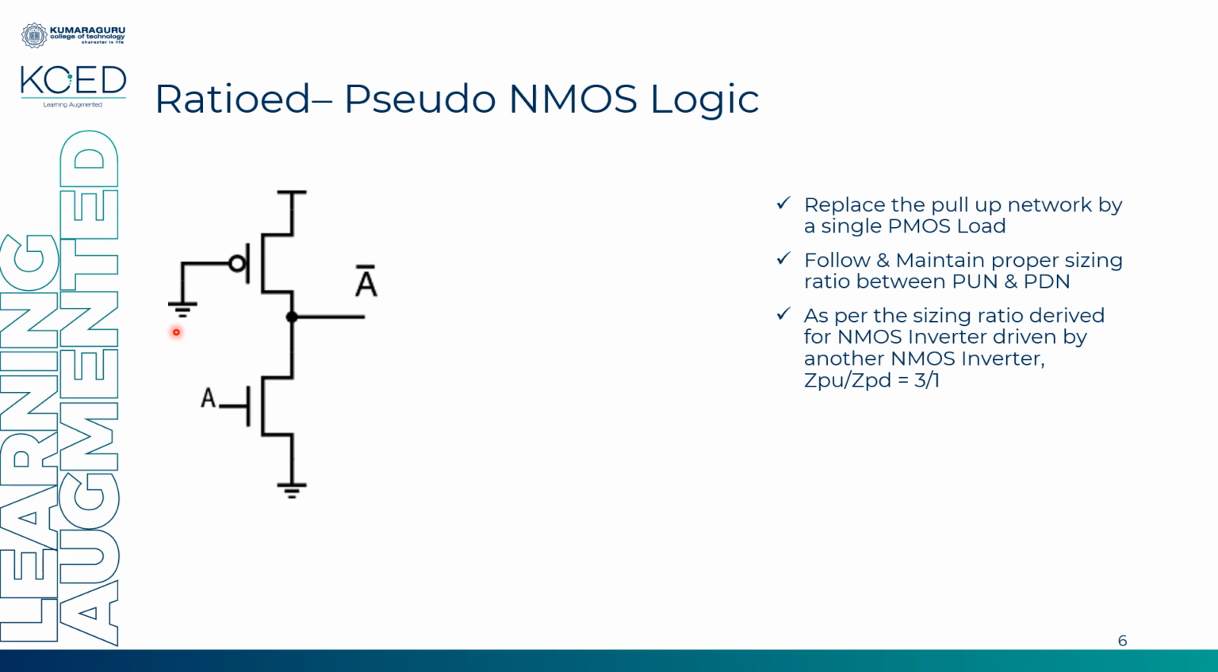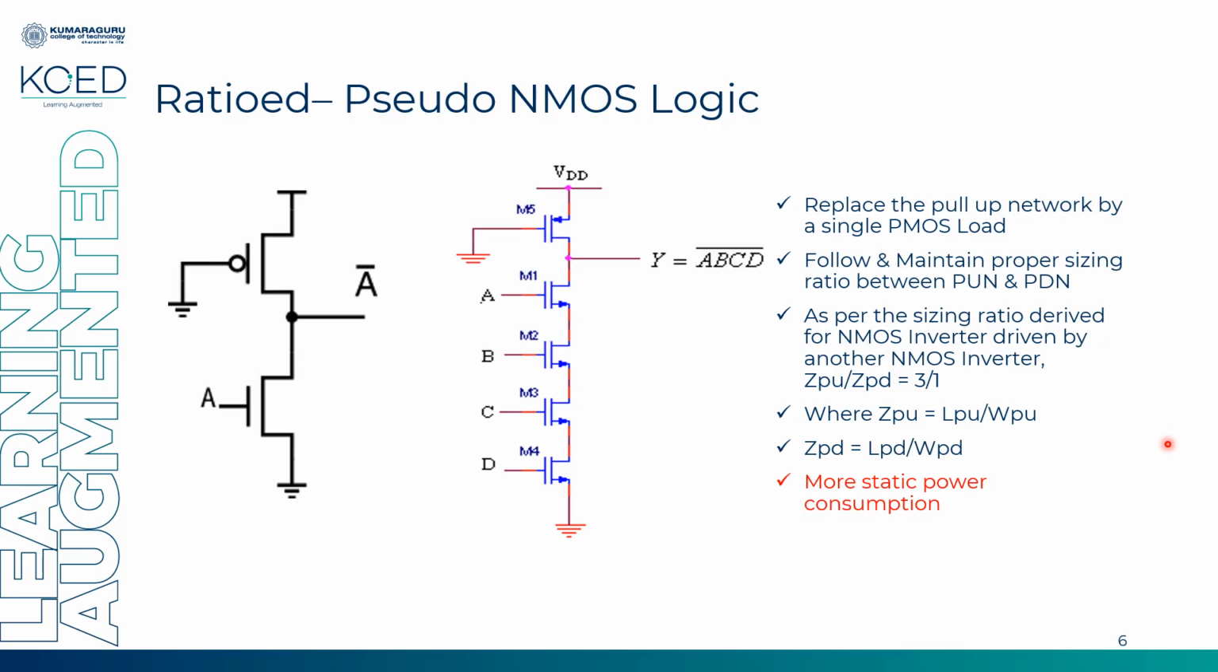Okay, so in the last unit you would have seen the derivation of an NMOS inverter driven by another NMOS inverter. Based on that derivation, your ZPU by ZPD is chosen as 3 by 1. That is, the W by L ratio of the pull up network by the W by L ratio of the pull down network has to be 3 by 1. Okay, so ZPU is LPU by WPU. ZPD is LPD by WPD. Okay, so what is the disadvantage here?